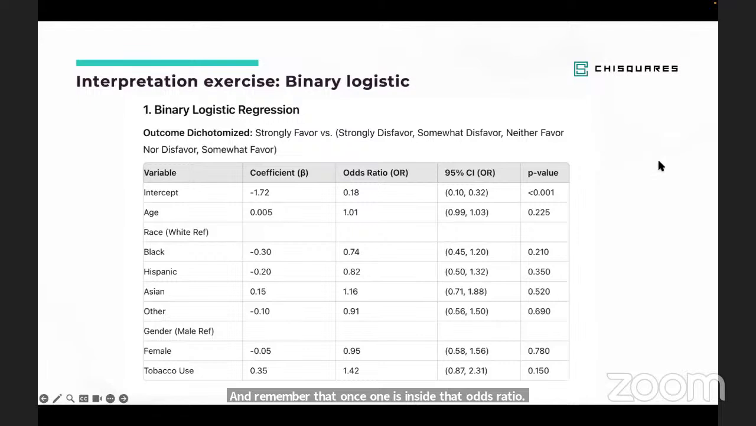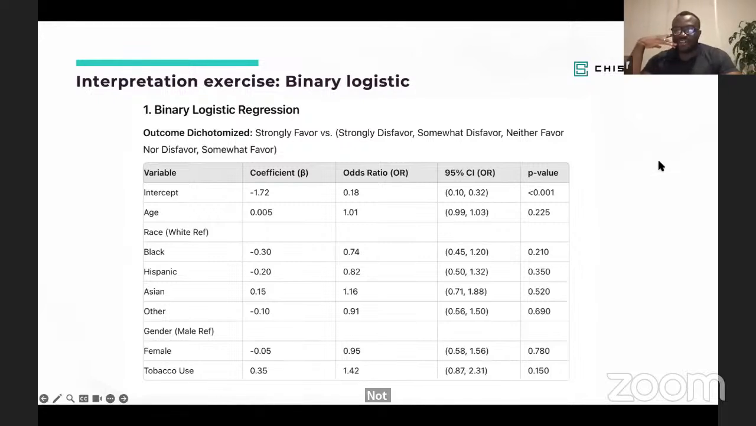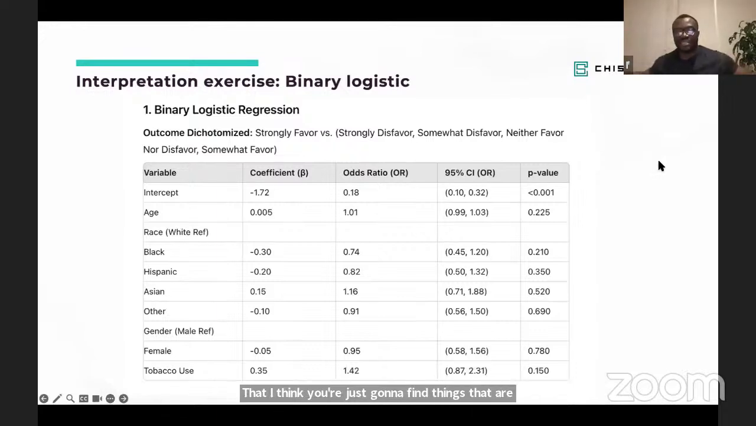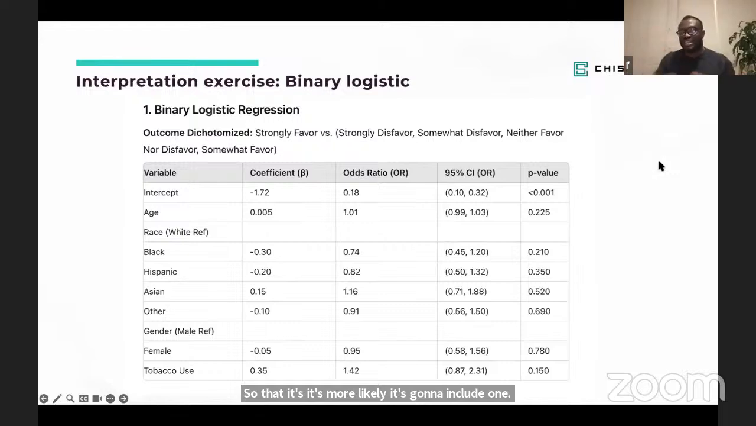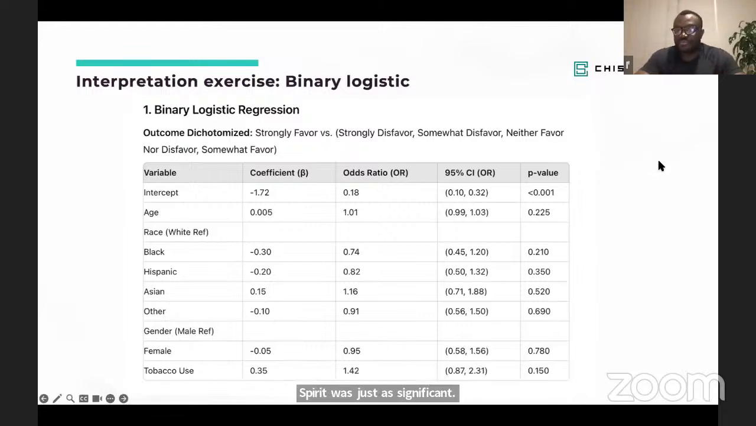Not significant. So the editor-in-chief is saying that you're just exploring so many variables here that I think you're just going to find things that are significant just by chance. So to reduce the likelihood of that, please expand the confidence intervals. I want them to be wider so that it's more likely it's going to include 1, so that reduces the risk that you just find spurious results that are significant just because you are looking so hard, right?